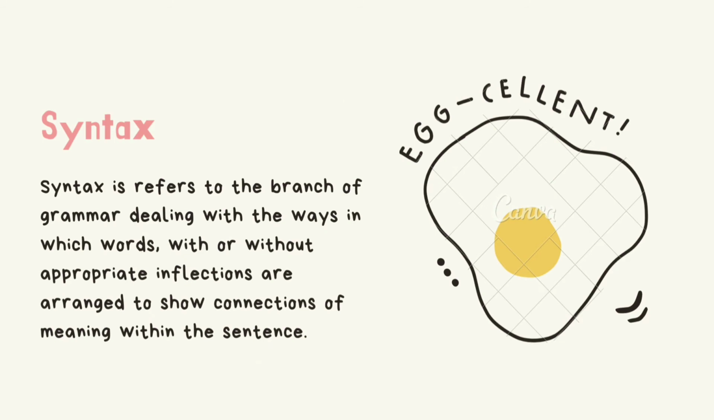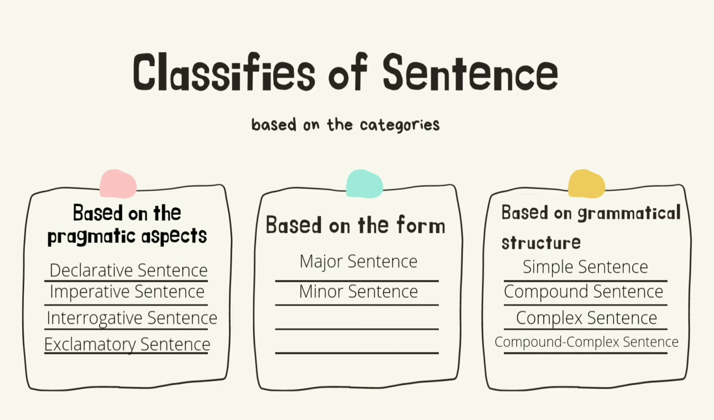The next is syntax. Syntax refers to the branch of grammar dealing with the ways in which words, with or without appropriate inflections, are arranged to show connections of meaning within the sentence. Sentences can be classified based on categories. The first one is based on the pragmatic aspects, such as declarative sentence, imperative sentence, interrogative sentence, and exclamatory sentence.